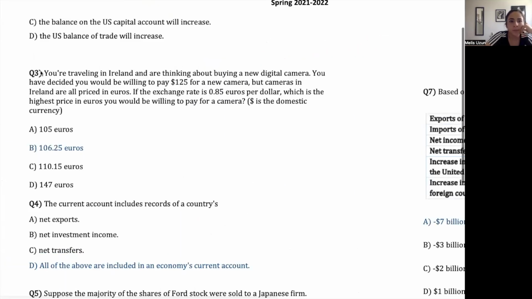So you are traveling in Ireland and are thinking about buying a new digital camera. You have decided you will be willing to pay $125 for a new camera. But cameras in Ireland are priced in euros. If the exchange rate is 0.85 euros per dollar, what is the highest price in euros you will be willing to pay for a camera?